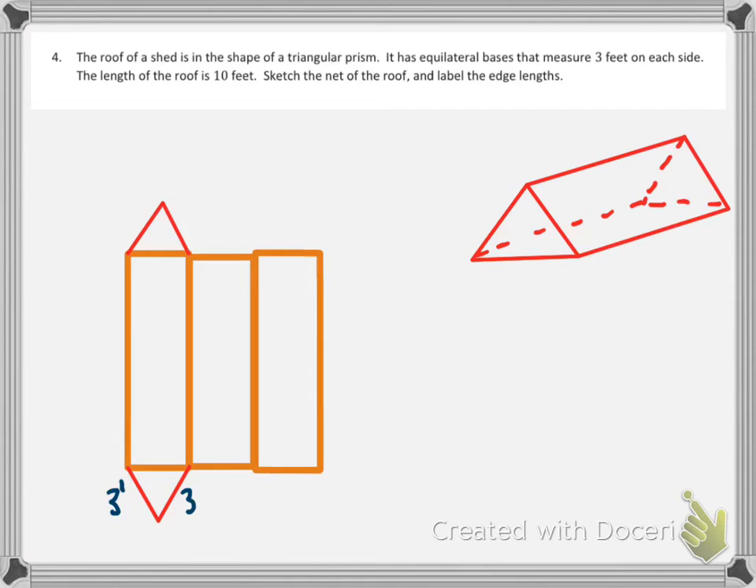Each of these triangles are 3 feet. This distance is 3 feet. That's 3 feet. And then the length is 10 feet. So that all of those vertical lines are 10 feet.